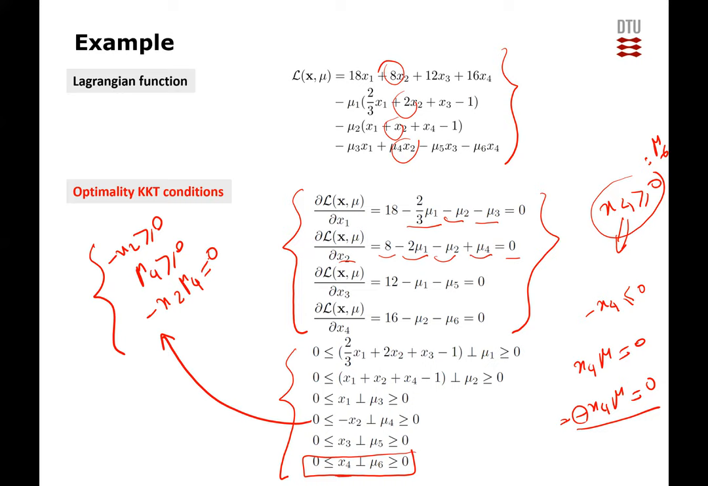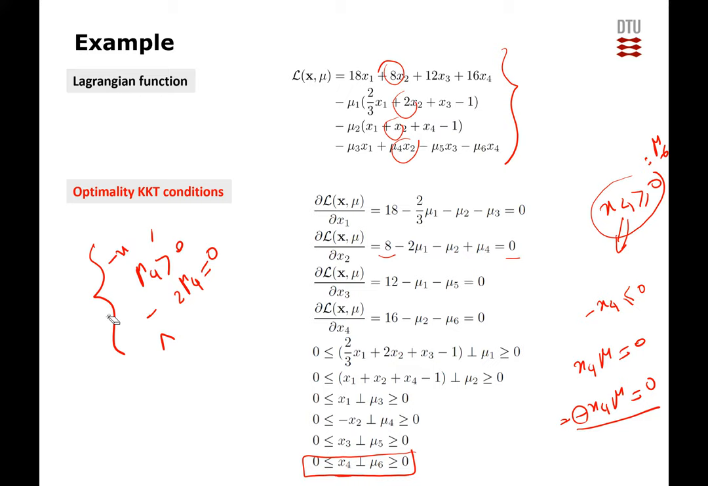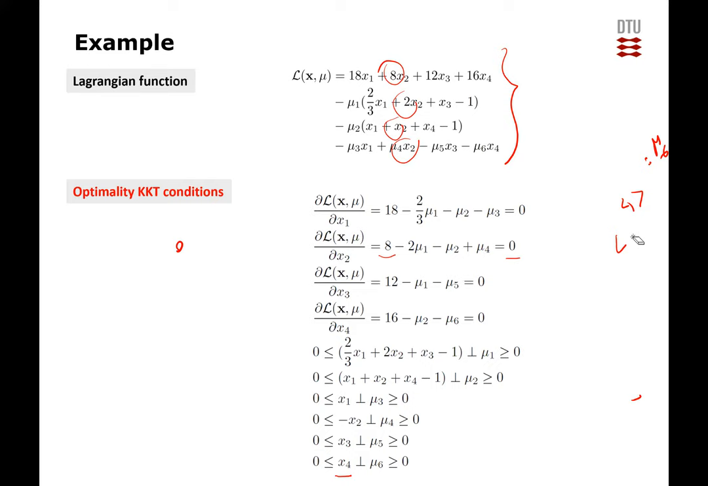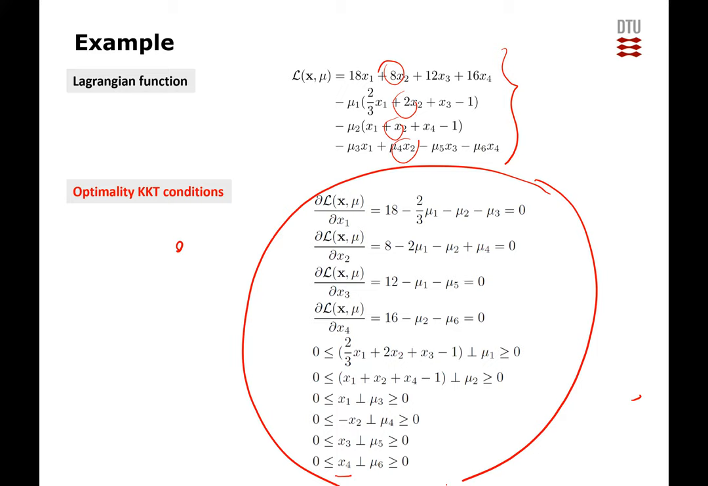Anyway, this is your KKT conditions. And to solve your optimization problem by hand, you need to derive this and solve it as a system of equations. But remember, it's a nonlinear problem. It's not a linear problem. So it's not that easy or that straightforward to solve it by hand. Any questions so far? Okay, I'll try to finish in 10 minutes. So sorry for extending the duration of the course.